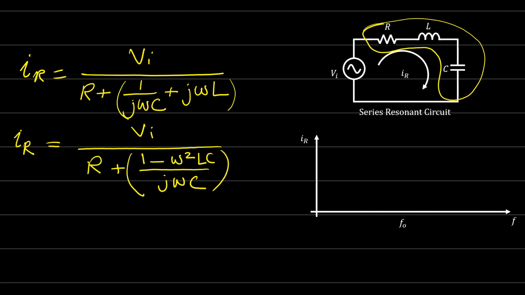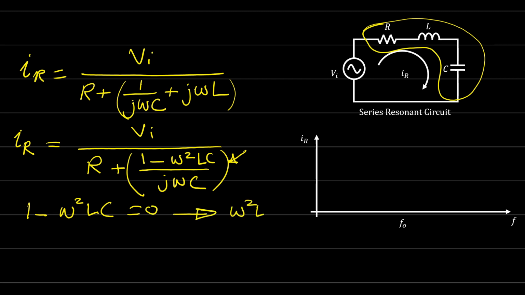Now let's look at this current and see when it can be at its maximum value. This current can be maximum when this term is equal to 0, right? Because whatever the value of this term, it will decrease the total current, because V_input over R plus any value will definitely be less than V_input over R, right? So the maximum current occurs when this term is equal to 0, and this term is equal to 0 when 1 minus ω²LC is equal to 0.